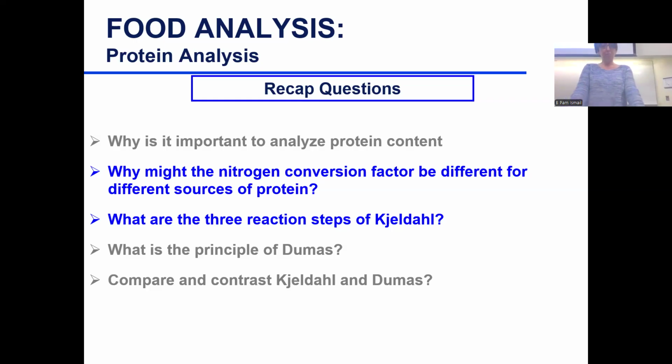Okay. What are the three reaction steps of Kjeldahl? Lukman. Digestion is one. Distillation, which part of it is neutralization, and then titration. Yes, okay, great. We will talk more about those steps during the lab on Wednesday.